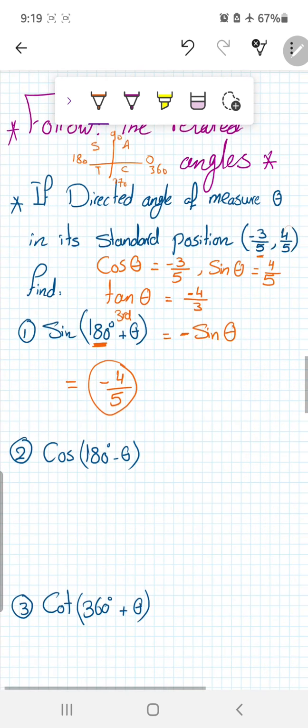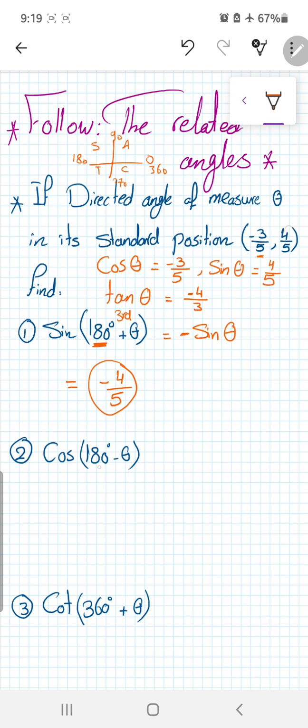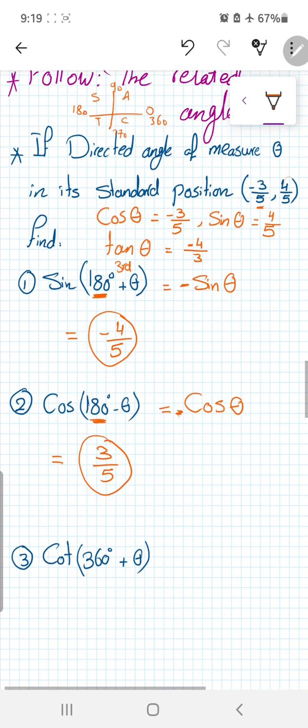Okay, another one. Cosine of 180 minus theta. 180 is an even angle, so it will be cosine theta. 180 minus is in the second quadrant. Cosine in the second is negative, so negative cosine theta. Here cosine theta is -3/5, so it will be 3/5.